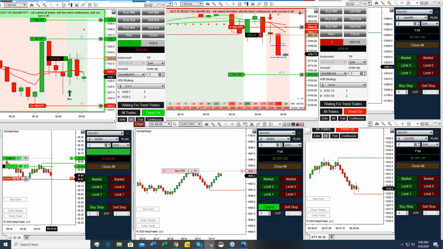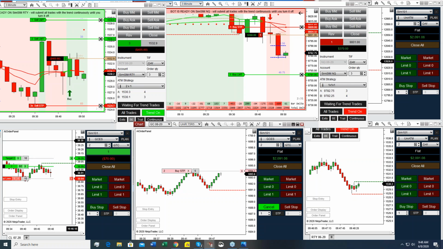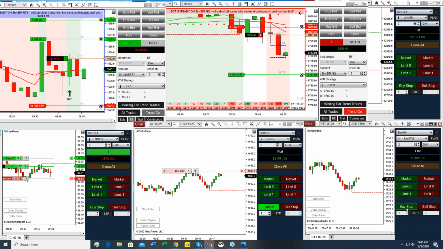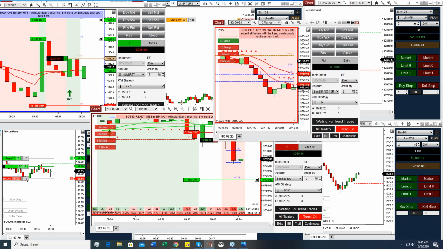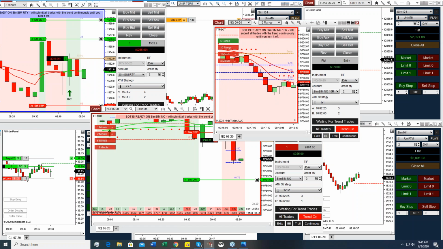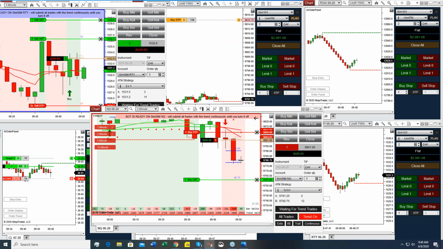Crude has first target. Crude got first target. Missed it. NASDAQ's up 370 on the 15 range. That's out, done. Targets hit.